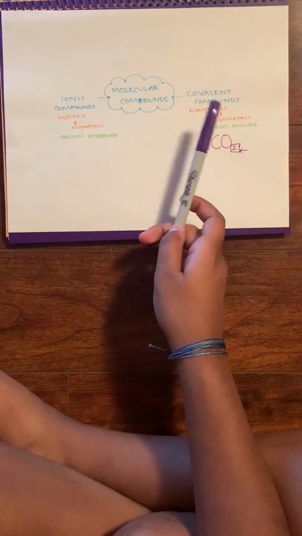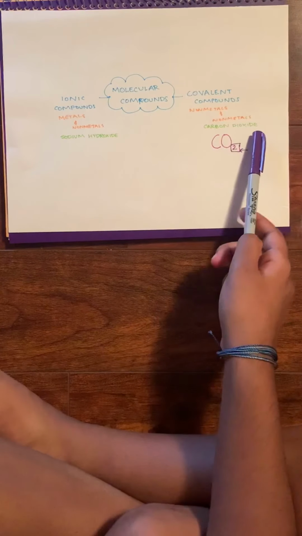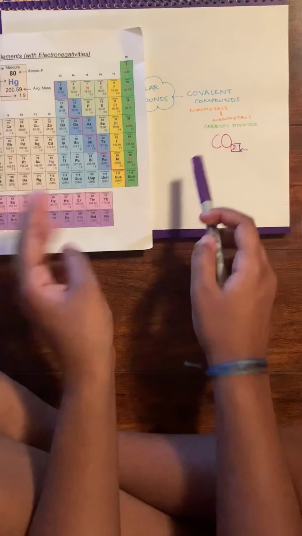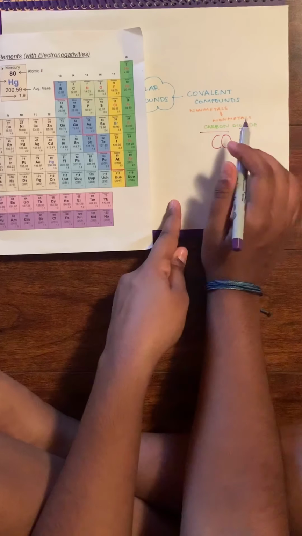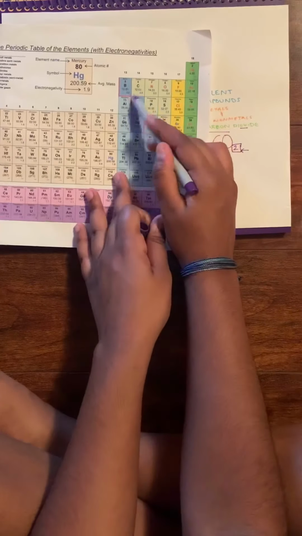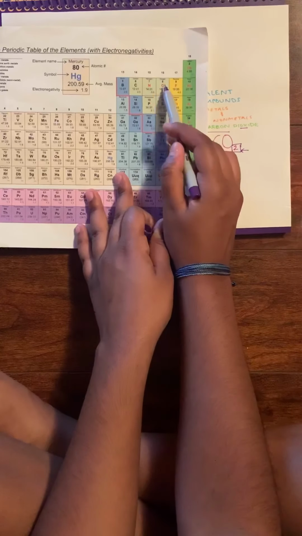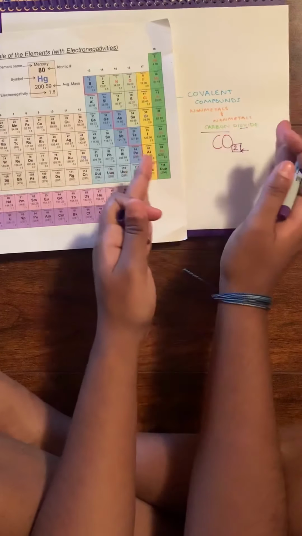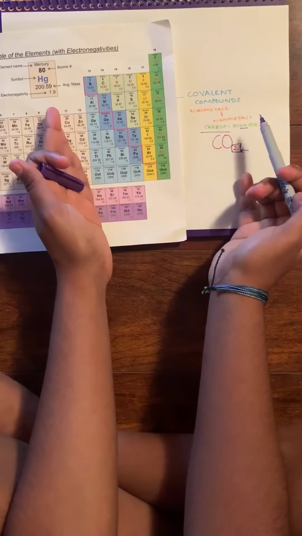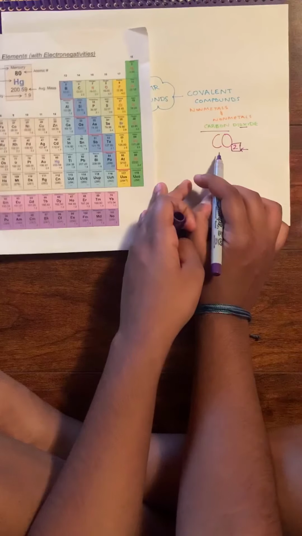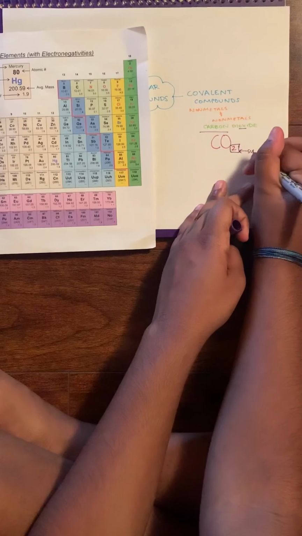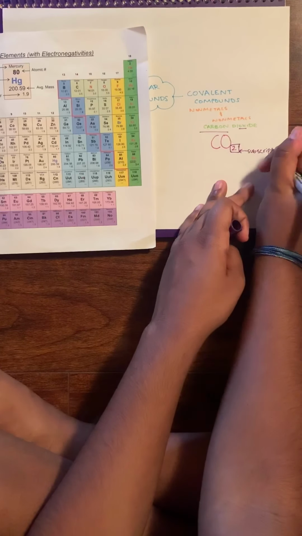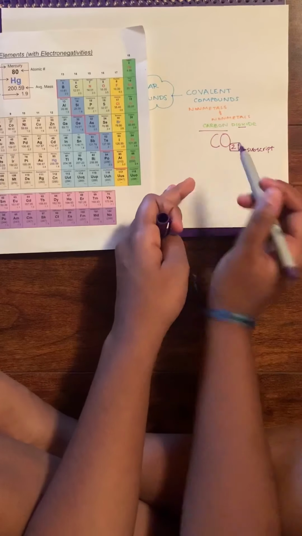One example of a covalent compound would be carbon dioxide. The reason it's a covalent compound is that both parts of it, carbon and then the oxide, which is oxygen, are on the nonmetal side. So both parts of the compound are on the nonmetal side, which makes it a covalent compound. The way we would write it out would be CO2, and the 2 is called a subscript, which means there are 2 oxygen atoms in that compound.